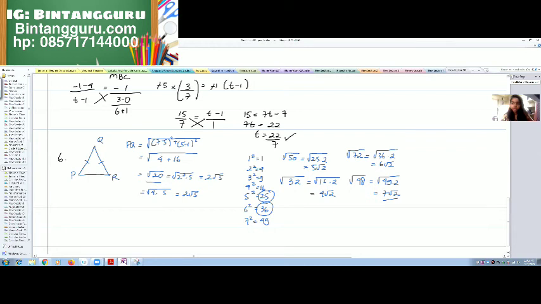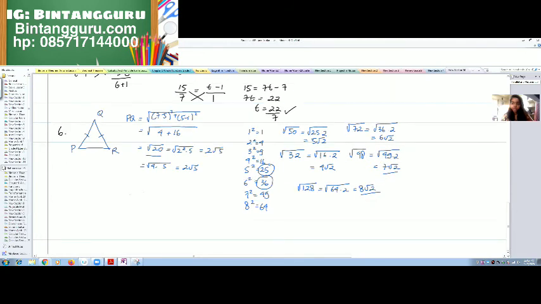Let's say also we have 64. Maybe you have to find root 128. This is 64 times 2, which is 8 root 2. So you have to remember the square number of each number. 9 squared 81, 10 squared 100. So root 200 equals 100 times 2, so this is 10 root 2.